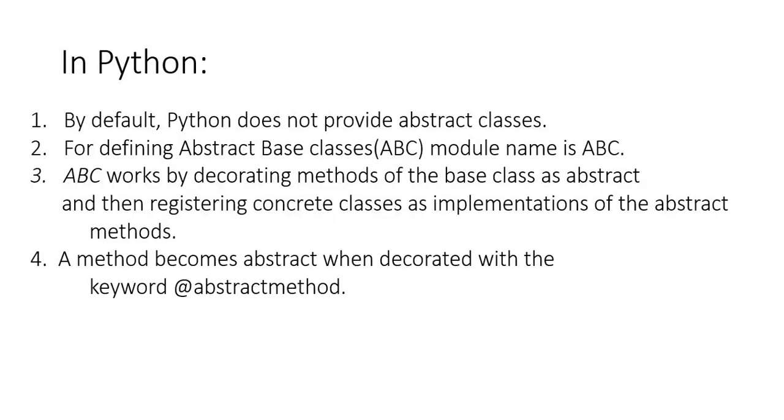In Python, there is no direct way to create abstract classes. So if we want to implement abstraction in Python, there is a module named ABC. We have to first import that module. It is a built-in module in Python. After importing it, we will declare our methods in the base class. Define the signature but do not do the implementation.